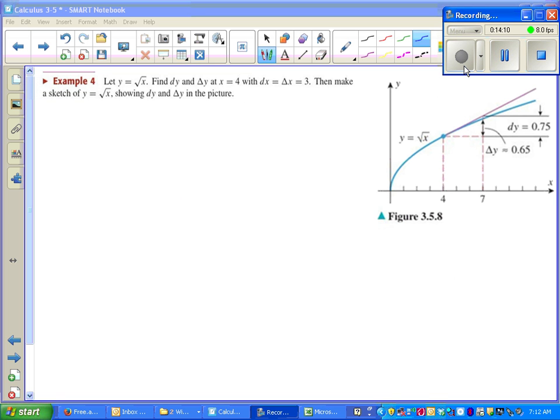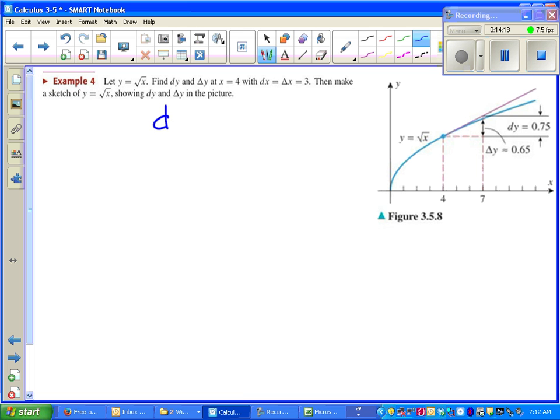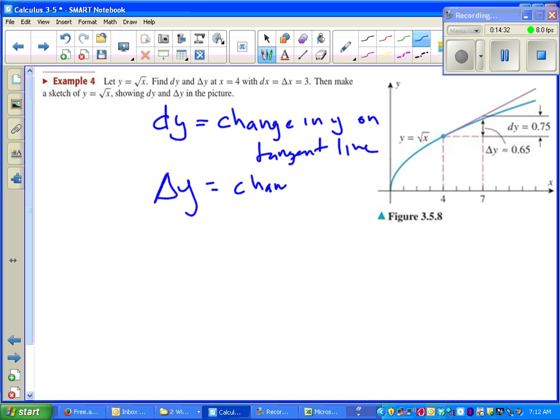Let's look at this another way. It says y equals square root of x, find dy and delta y at x equals 4. Remember, dy is the change in y on the tangent line, whereas delta y is the change in y on the curve. The further we get away from the point on the curve, the point where the tangent line touches, the bigger difference there likely is to be in dy and delta y.